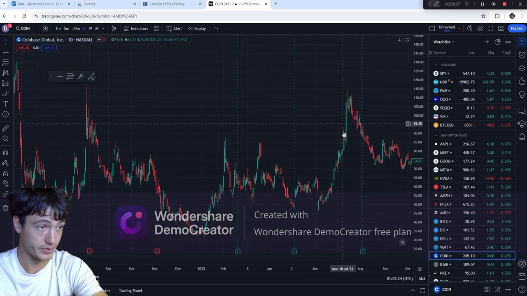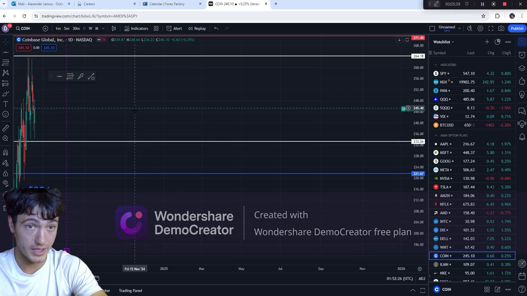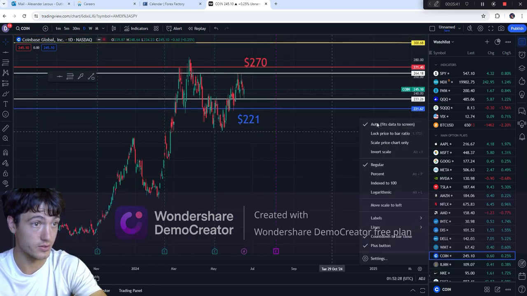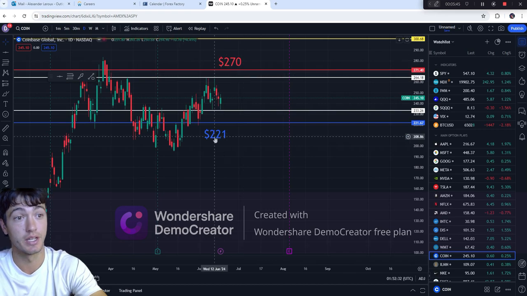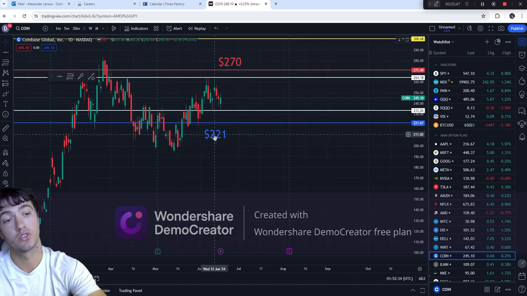Coinbase, hitting those price targets nice as well. So you hit that bottom price target. I have resistance at 270 and support at 221.